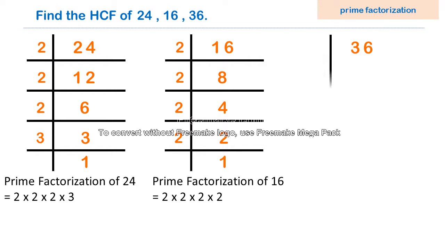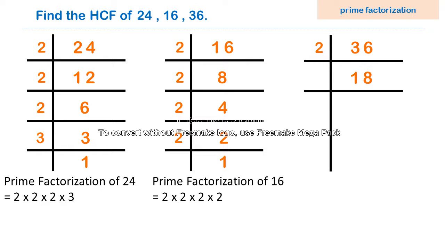Let's find the prime factorization of 36. 36 is an even number, so we start our prime factorization by the smallest prime number 2. So write 2 to the left of 36 and divide. We get 18. So write 18 below the 36.